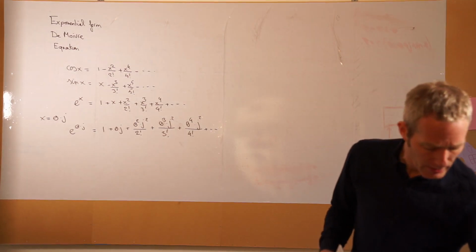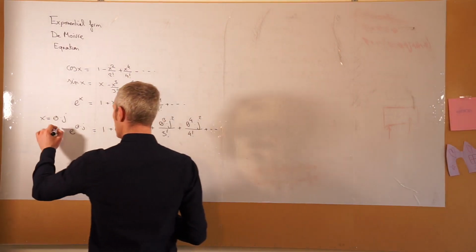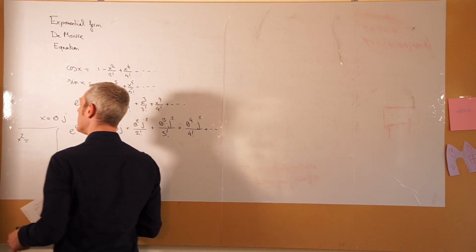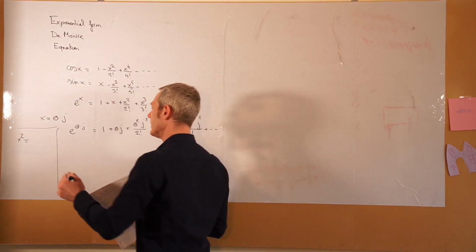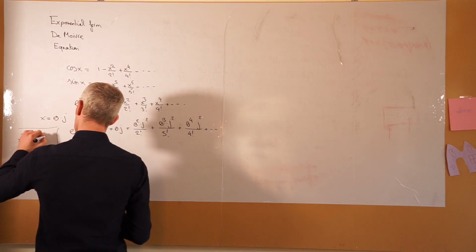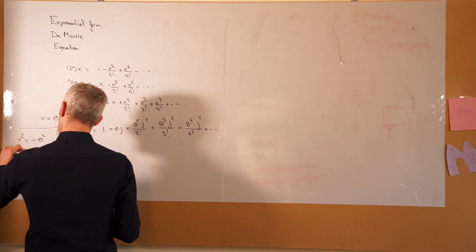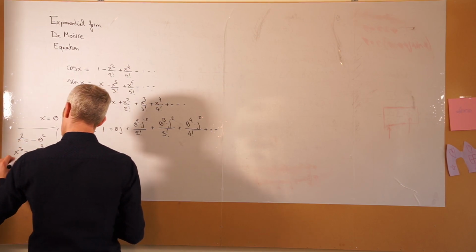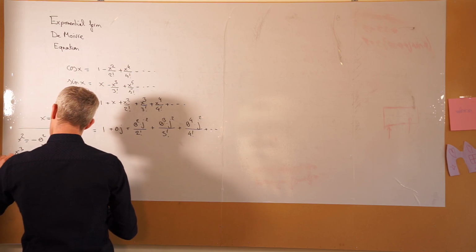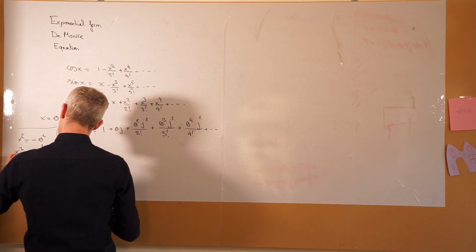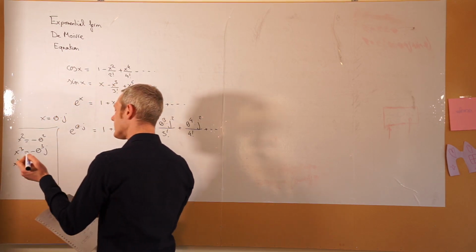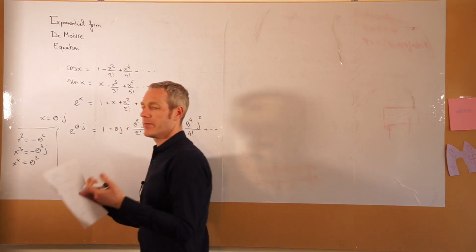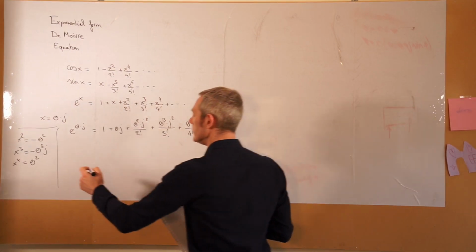Now, we know that if x is equal to theta times j, x squared is theta squared times j squared, which is minus theta squared. X to the power of 3 is equal to minus theta to the power of 3 times j. X to the power of 4 is equal to theta to the power of 4 times j to the power of 4, so we get theta to the power of 4 again. And this list continues.